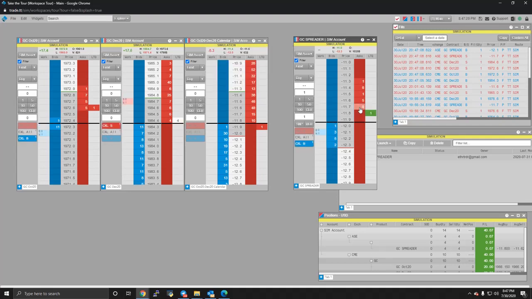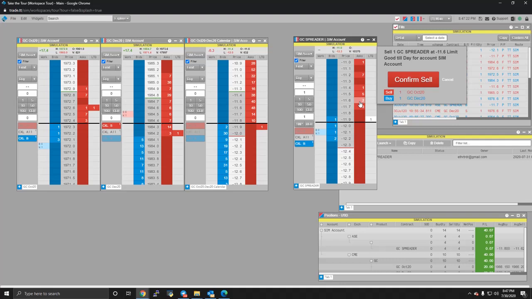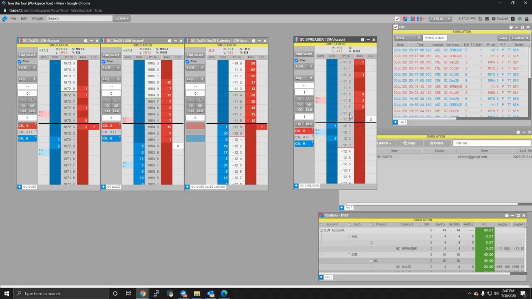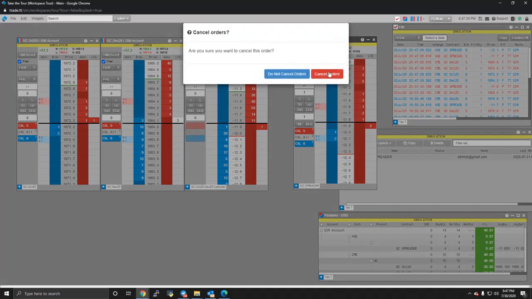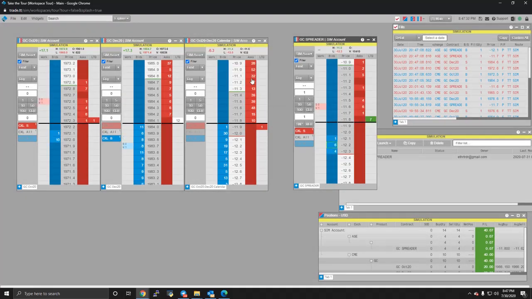I'm actually going to back up to 11.6 on the offer, see if I can fill there. And I might even back up to 12.2. This market's really moving. So what's happening here is the market is sweeping my orders, and I'm getting good fills. And this is an example of statistical arbitrage that we talk about in course 201.